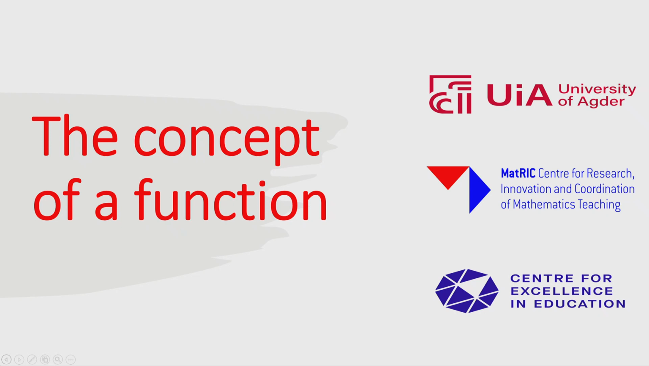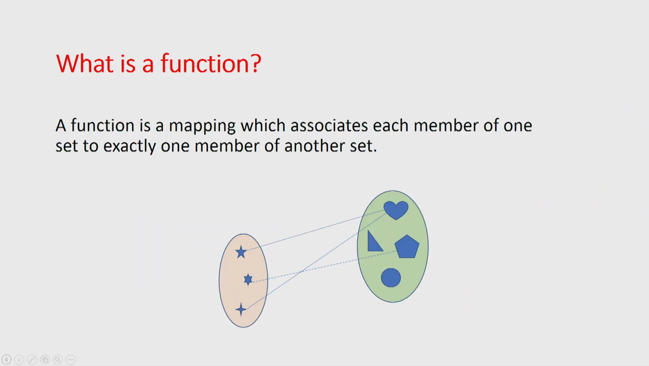In this video, I will explain the concept of a function. A function f represents a special type of relation or mapping between two sets, x and y, where each member of the first set x is associated to exactly one member of the second set y.